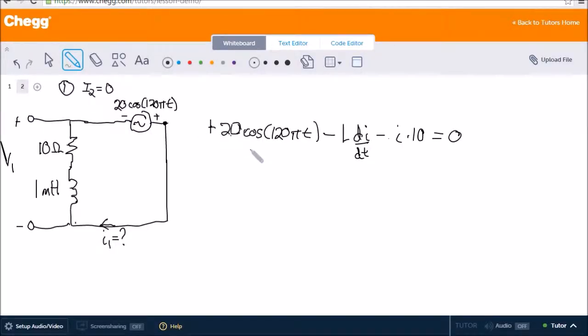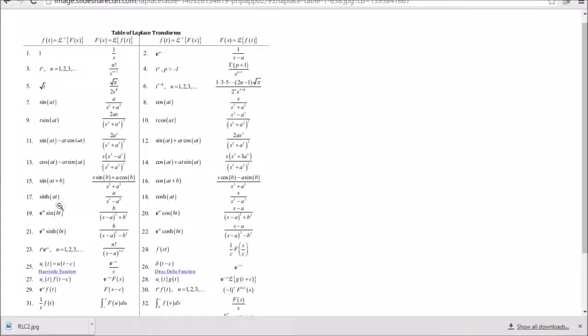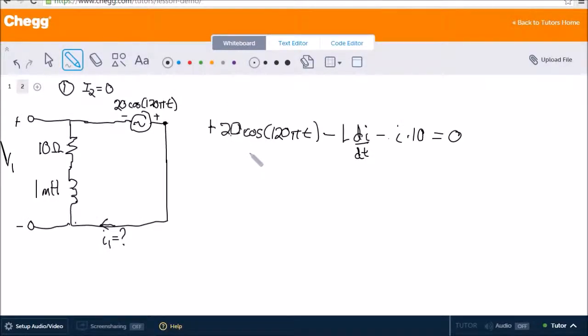going back to this, we have a cosine function right here. So I just look on the table. I can see that we have a simple cosine function right here. So if we want to transform this into the frequency domain, it's s over s squared plus a squared. So I'm going to transform all this, and I'm going to say, also the 20 is a constant, so that comes out, and it's s over s squared plus a squared, where a is our 120 pi.